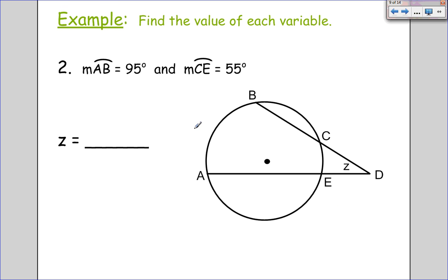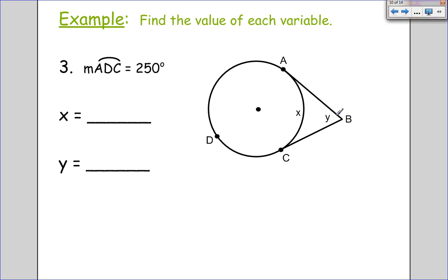So remember, when it's on the inside, you add. All right, here we have arc AB is 95 and arc CE is 55, and the angle is on the outside. So 95 minus 55 over 2 is going to give you 40 over 2, which equals 20 degrees for z. So when the angle is on the outside, we have to subtract the arcs.